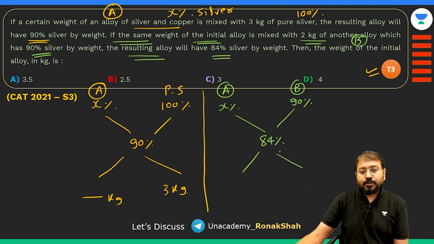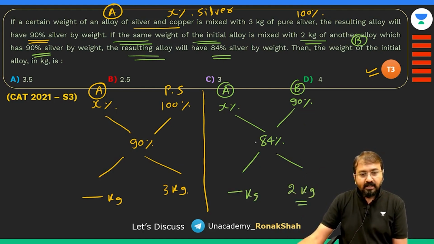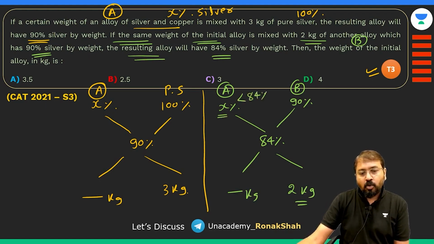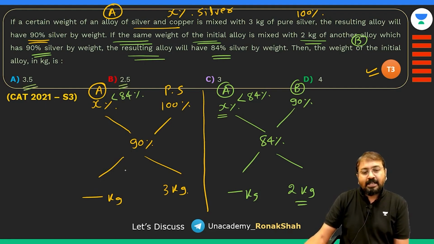Now one thing is for sure, that we have mixed the same quantity of this alloy A and we have mixed 2 kg of this alloy B. Okay, and this X has to be definitely less than 84%. Only then, when mixing it with 90%, we get an average of 84%. So we know this X is definitely less than 84%. Okay, if you look at the options, we have 3.5, 2.5, which are slightly complicated.